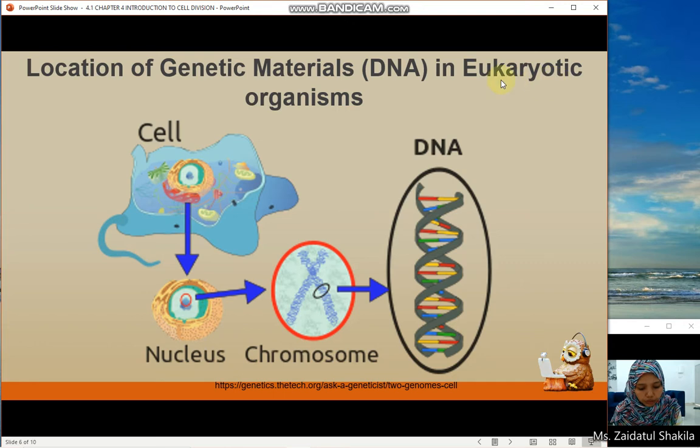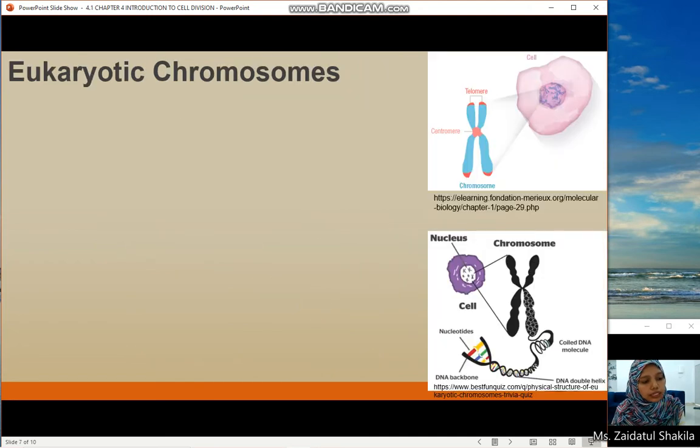So in eukaryotes, the genetic material that needs to be passed to the daughter cells is located in the nucleus. The human genome consists of 3 billion base pairs of DNA. If you look at the cells under a microscope, you can see that DNA is actually organized into structures called chromosomes. In this diagram of eukaryotic cells, the chromosomes are enclosed in the nucleus. A eukaryotic chromosome consists of chromatin.